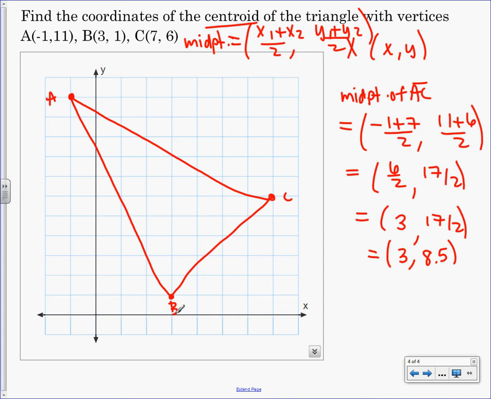So 1, 2, 3, 1, 2, 3, 4, 5, 6, 7, 8.5. It should have really been here. Obviously, my lines weren't straight. So what that means is my median is here, from B to, let's call it, midpoint 1. Okay? Again, my line AC should be straighter. It should be like this, but that's okay. Are you guys okay? Do you understand that we found the median?